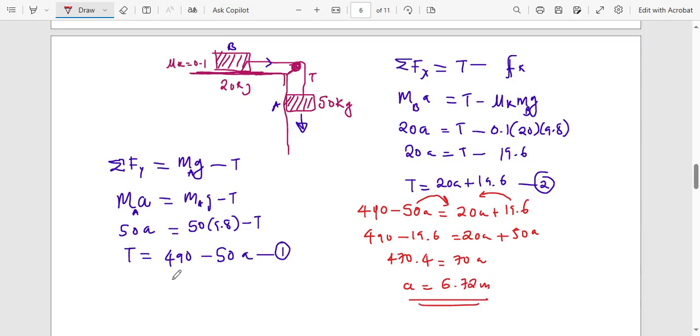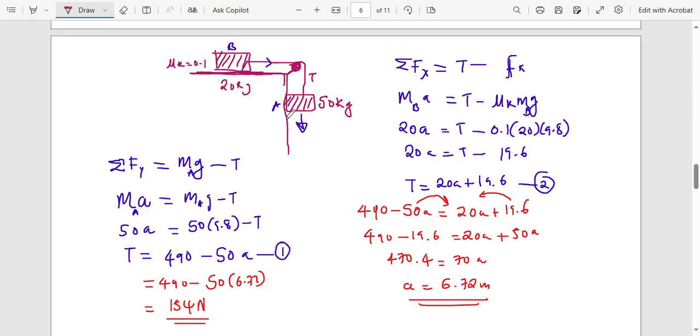To find the tension, you can use any one of these equations. You can use this one to be 490 minus 50 times the acceleration, which is 6.72. This is going to be 490 minus 50 times 6.72. That is going to be 154 newtons. That's the tension in the cord.